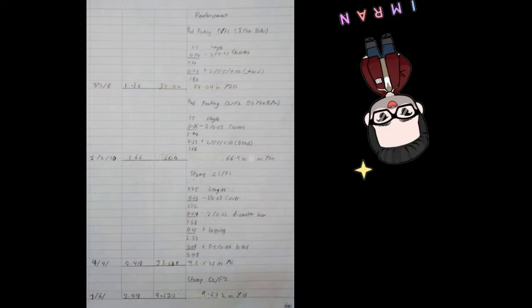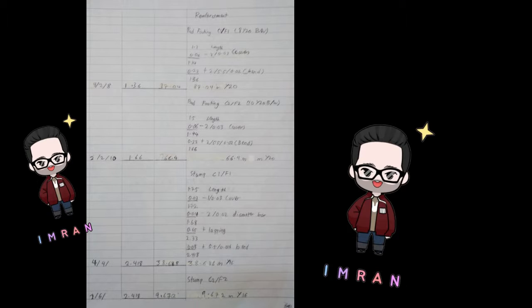Next, we will take off for stump. Stump C1 F1 and C2 F2 has the same height, so we can calculate for 1 unit. The rough length of reinforcement is the height of the stump start from pad footing. Then we minus it with cover and minus with 2 diameter of bar, plus with lapping and plus with bend.